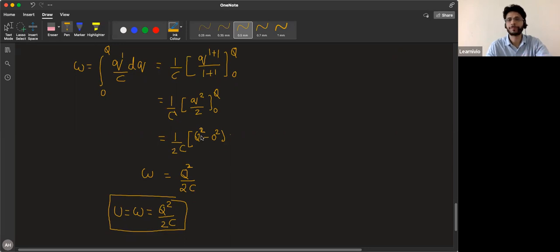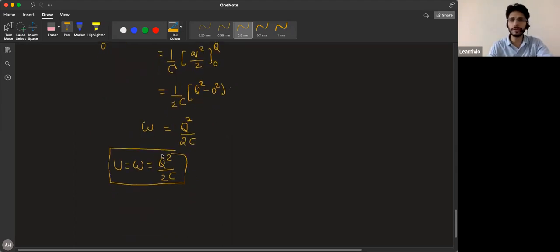Yes, sir. So this expression of energy, Q square by 2C, is in terms of charge and capacity. We can convert it in terms of capacitance and potential difference also. How will you convert this in terms of potential difference and capacitance? Can you convert charge in terms of C and V? Sir, Q is V into C. You can write Q is equal to CV.